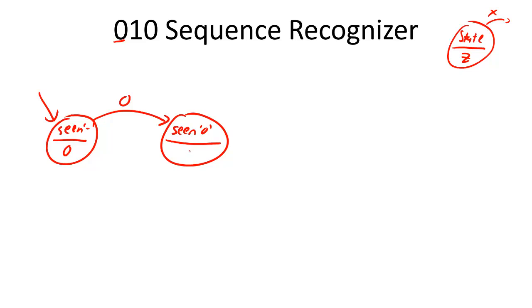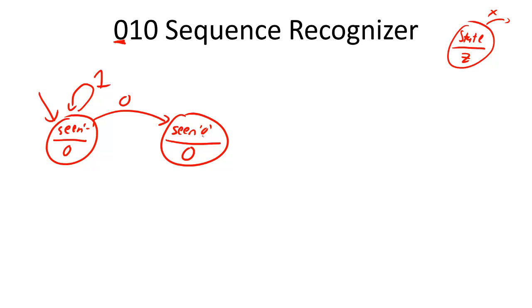I haven't seen 0, 1, 0. I've only seen a 0. So I'm going to output 0. If I saw a 1 as my first bit, that is not the first bit of my sequence. So we're going to stay in the same state. I haven't seen any part of my sequence. We have both state transitions we need for the first state, so let's go to the next state.